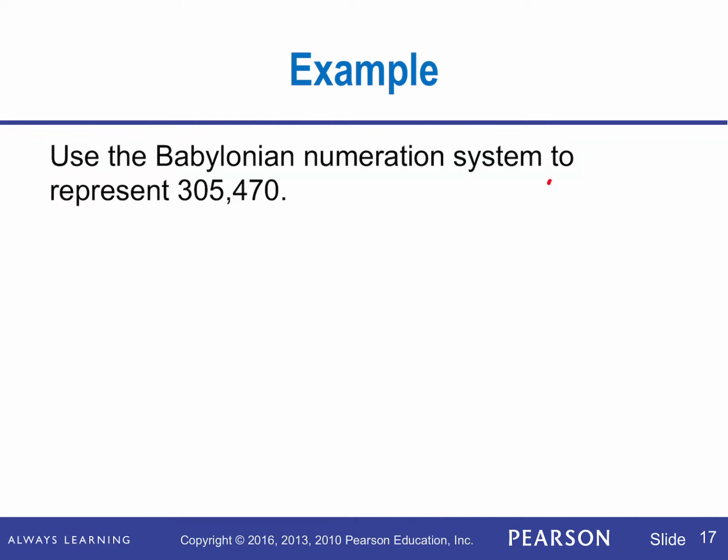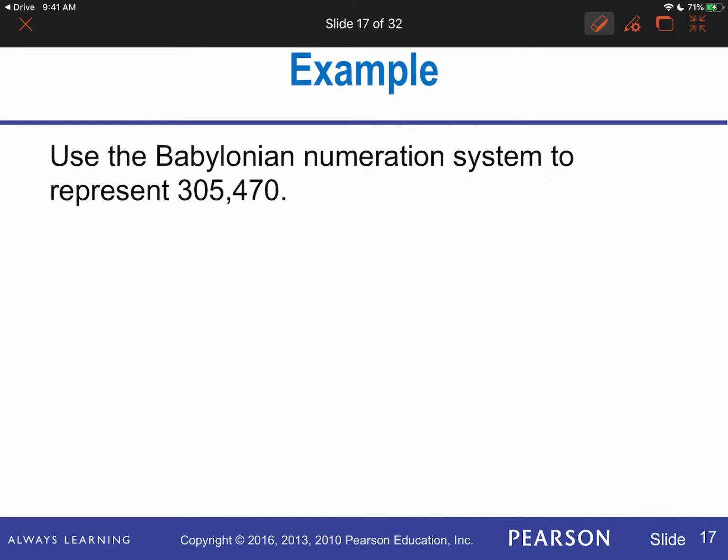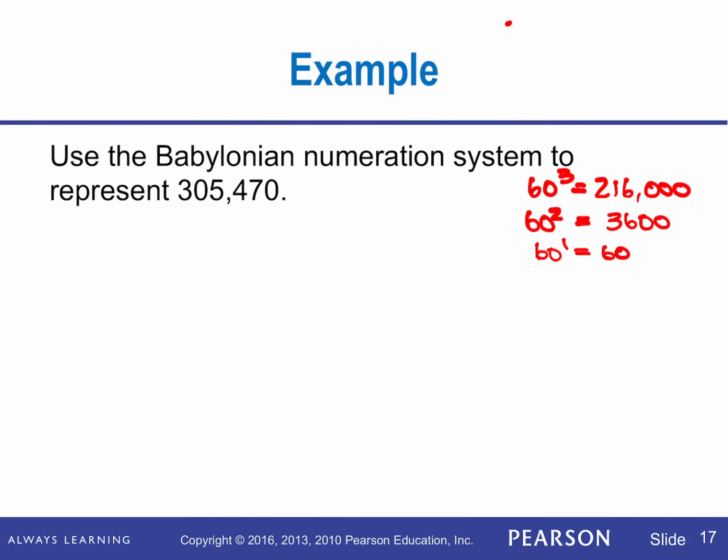Okay, so 60 cubed is 216,000. 60 squared is 3,600. Obviously 60 to the first is 60. If I go to 60 to the fourth, I'm going to get something bigger than 305,000. So I only need to go up to 60 cubed.